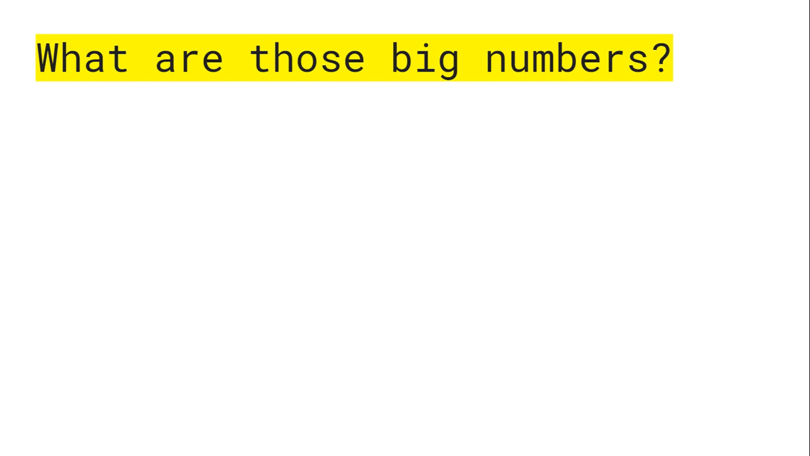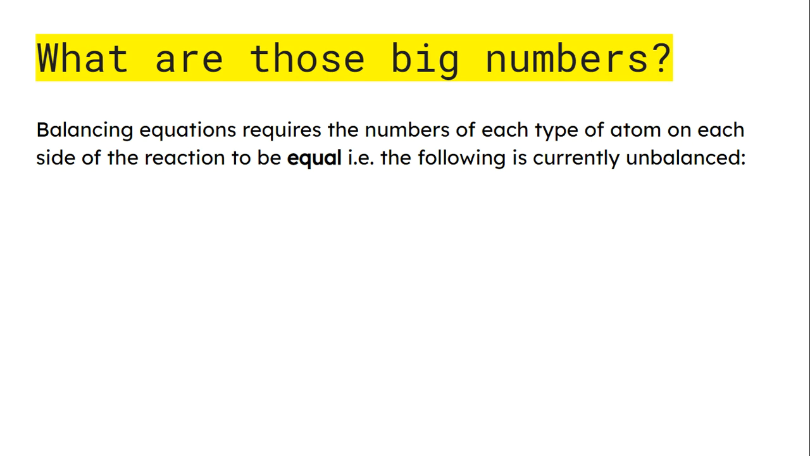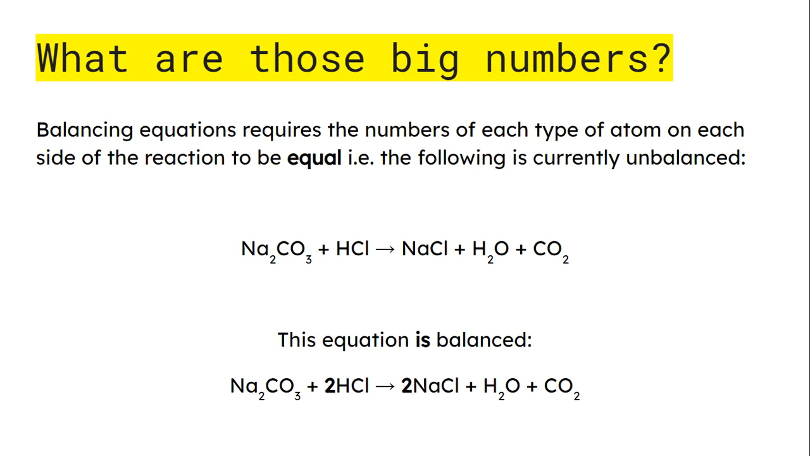So first things first, what are those big numbers? Balancing equations requires the number of each type of atom on each side of the reaction to be equal, i.e. this reaction is currently unbalanced. You have two sodiums on one side but only one on the other, and one hydrogen on one side and two on the other. So currently it's not balanced because we need them to be the same. In order to balance them, we have to add big numbers in front of the compounds because we cannot change any of those little numbers. We have to only add a big number.